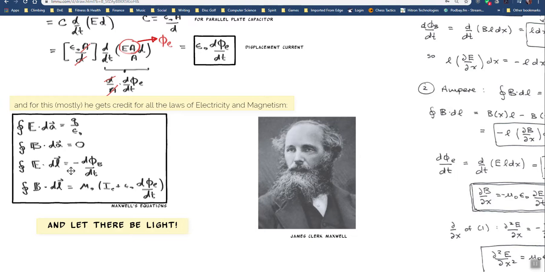And then we have E dot dl equals minus d phi/dt. You'll recognize that as Faraday's law. There's no extra term here, right? And then this last one is Ampere's law with this little addition that Maxwell gave us. So you recognize B dot dl equals mu naught I, where I is the conduction current, as in through the wire, plus this other current, which is a displacement current.